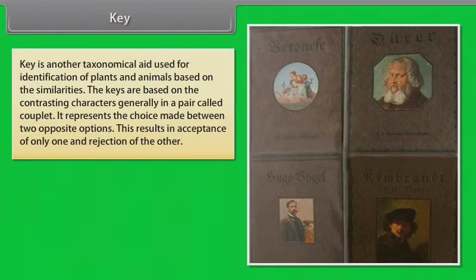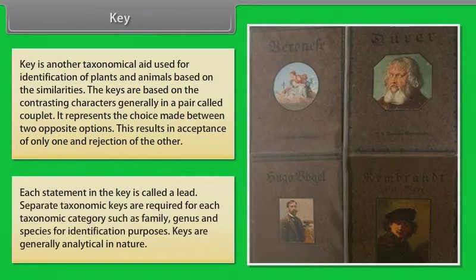Key: A key is another taxonomical aid used for identification of plants and animals based on similarities. The keys are based on contrasting characters, generally in pairs called couplets. It represents the choice made between two opposite options. This results in acceptance of only one and rejection of the other. Each statement in the key is called a lead. Separate taxonomic keys are required for each taxonomic category, such as family, genus, and species, for identification purposes. Keys are generally analytical in nature.